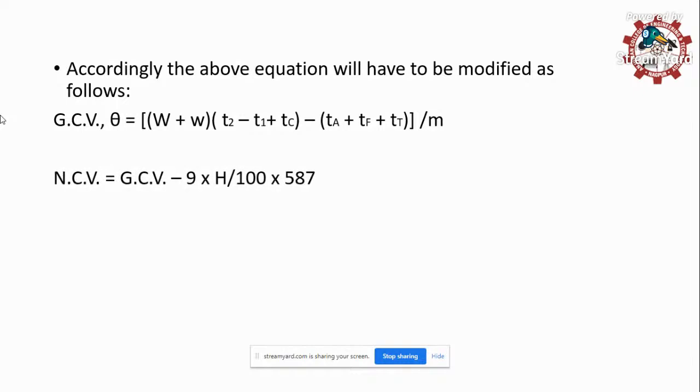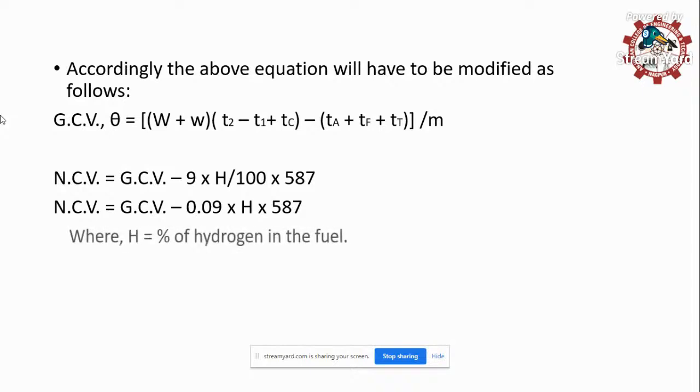Now, when you get GCV, we will be finding out NCV. ये हमने पहले की क्लास में पढ़ लिया था. NCV is equals to GCV minus 9 into H upon 100 into 587. The things have been corrected now. GCV, we are just simplifying it. NCV is equals to GCV minus 0.09 into H into 587, where H is the percentage of hydrogen in the fuel.